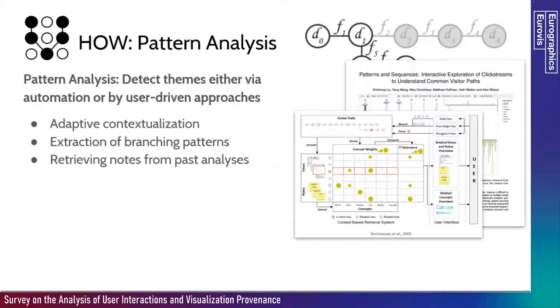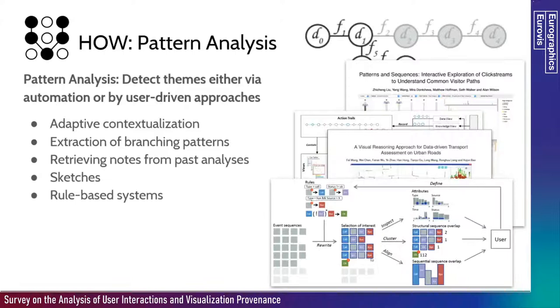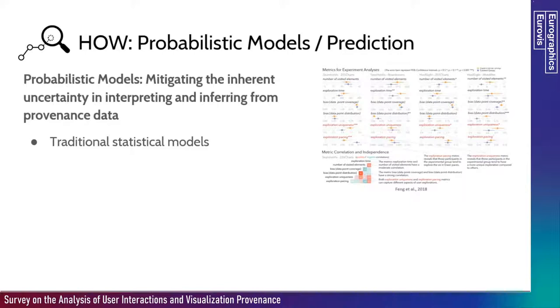In the manual analysis context, sketches are a common technique for analyzing provenance data, allowing users to query, for example, trajectory information. In addition, rule-based systems permit users to generate rules, encoding events automatically in regular expression queries. Probabilistic models can be used to support the nuance and uncertainty inherent to interpreting and inferring from imprecise provenance data. Basic statistical techniques like the t-distribution and chi-squared distribution enable the clustering of groups of users.